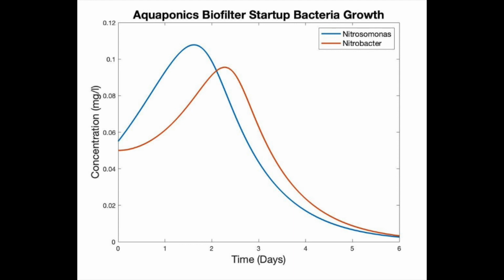Because in this simulation only a set initial concentration of ammonia was added to the system, both the concentration of Nitrosomonas and Nitrobacter go to zero once all of the ammonia and nitrite are used. In a steady-state system, such as our established aquaponic system, there would be a steady introduction of ammonia. This would result in the Nitrosomonas and Nitrobacter reaching a new steady-state equilibrium greater than zero.